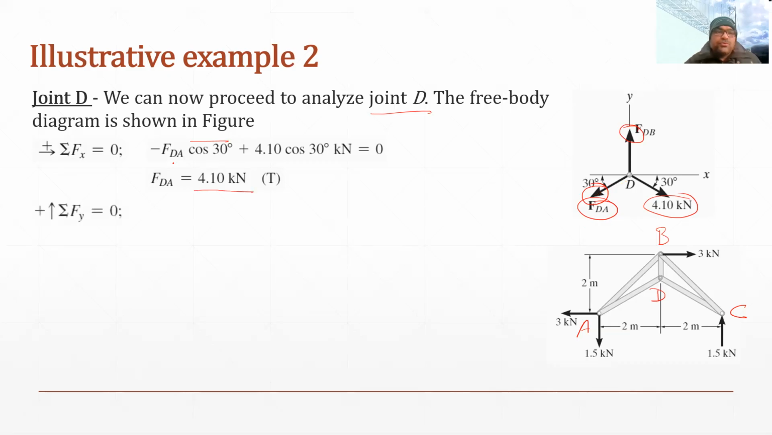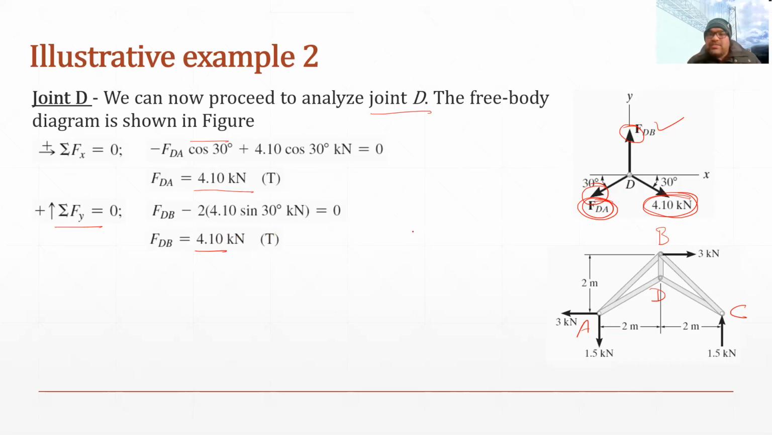Similarly, we can use the second equation, summation of Fy equals 0. In that, this will be the FDB, this will be positive, and the vertical component of this force and the vertical component of this force, this is what we have done. So FDB will also be equal to 4.1, and this is also in tension. So both members are in tension, which we have assumed earlier, which means our assumption is correct.